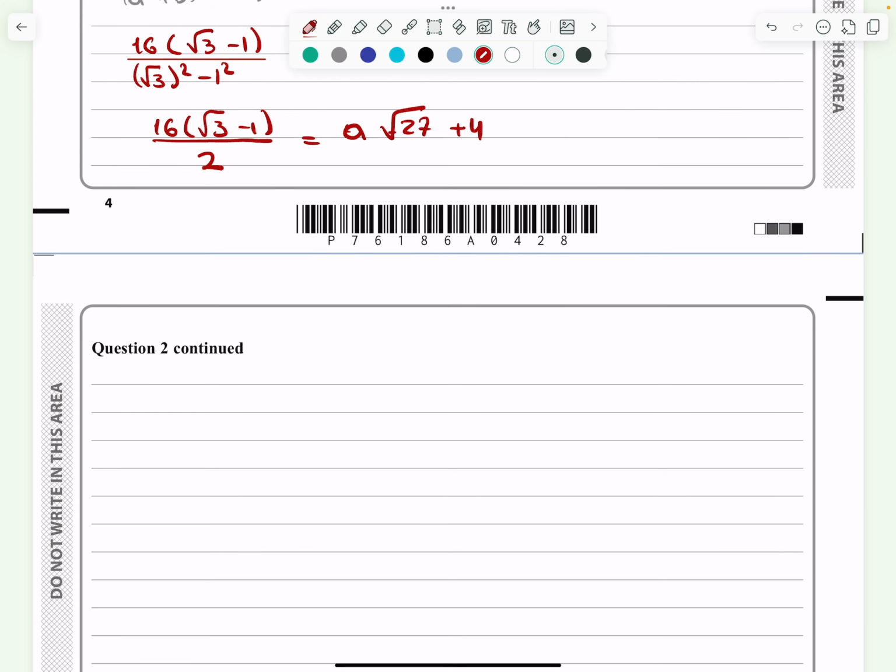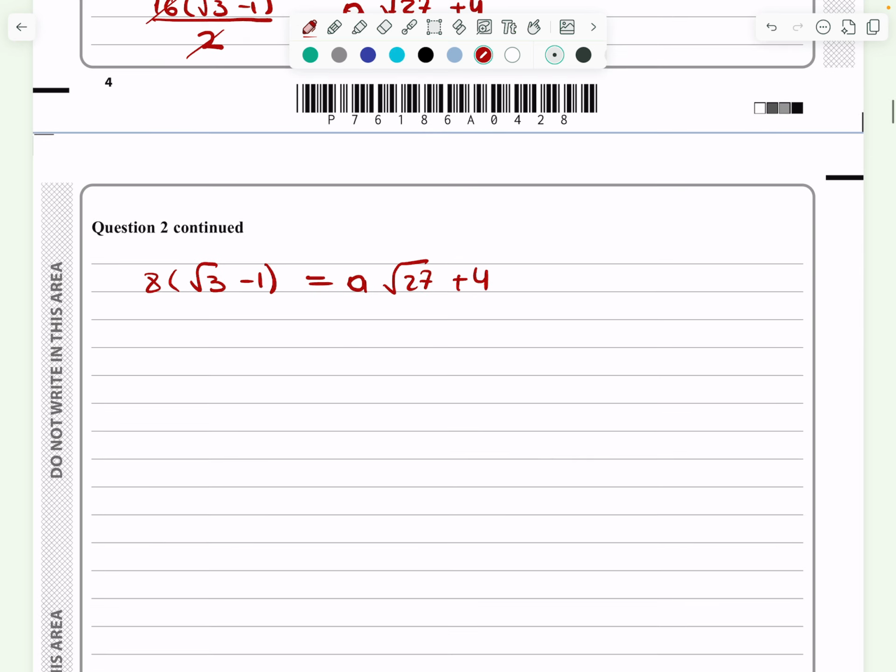So what happens next is 2 and 16 simplify. That will be 8 times square root of 3 minus 1, which equals square root of 27 plus 4. If I want to find a, I need to move everything to the left. So let's expand the bracket on the left: 8 square root of 3 minus 8. I need to minus 4 as well. So that's 8 square root of 3 minus 12 equals a square root of 27.